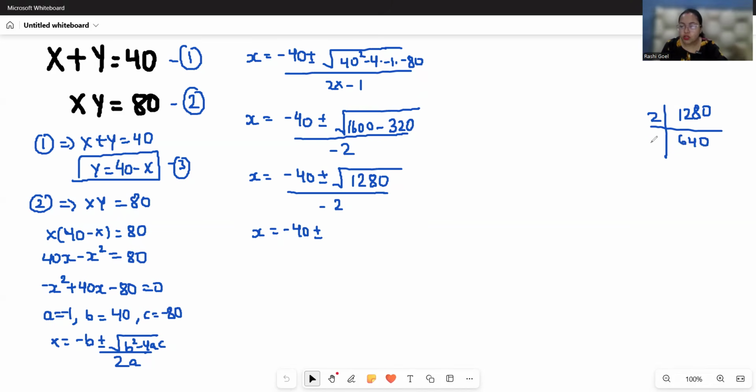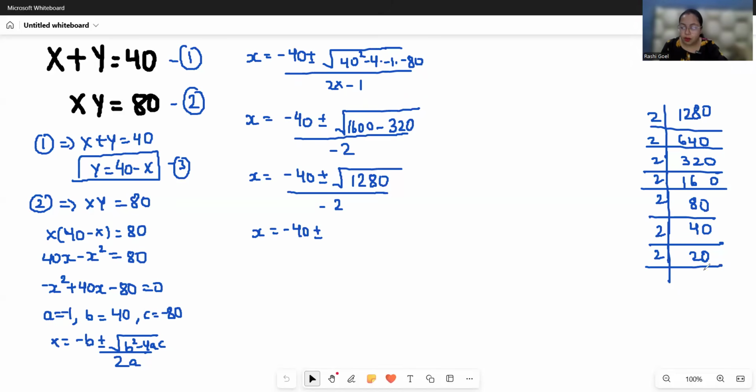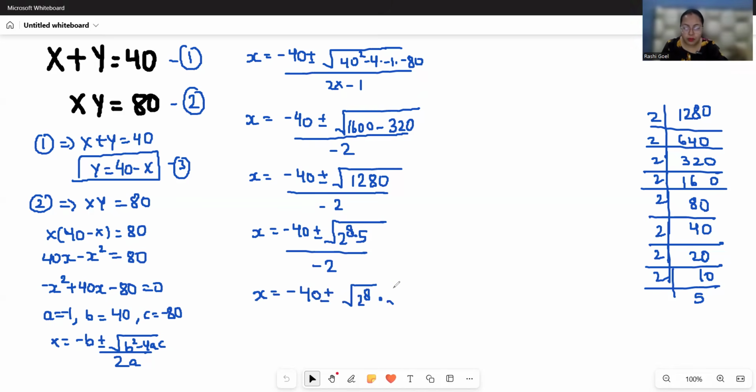So x equals minus 40 plus minus, if we do the prime factorization of 1280, this gives 640, then 320, then 160. If we divide it by 2 again, it's 80. Again by 2, it's 40. Again by 2, it's 20. Again by 2, 10, and then 5. 5 is a prime number. So we can write it as under square root 2 power 8 times 5 by minus 2. So x equals minus 40 plus minus under root 2 power 8 times under root 5 by minus 2.